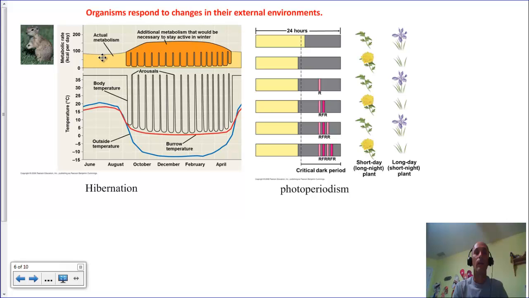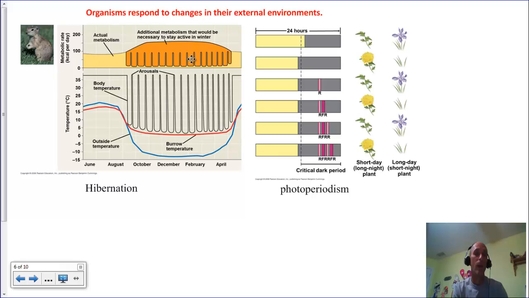Maybe it's going to allow it to excrete its waste products, and then it's going to go back and hibernate. So it's a strategy to save energy. As the temperatures get colder, there's less food available, and you would actually need more food in order to stay active. So it's a lot better strategy to become very inactive and hibernate. And we have other levels of that.